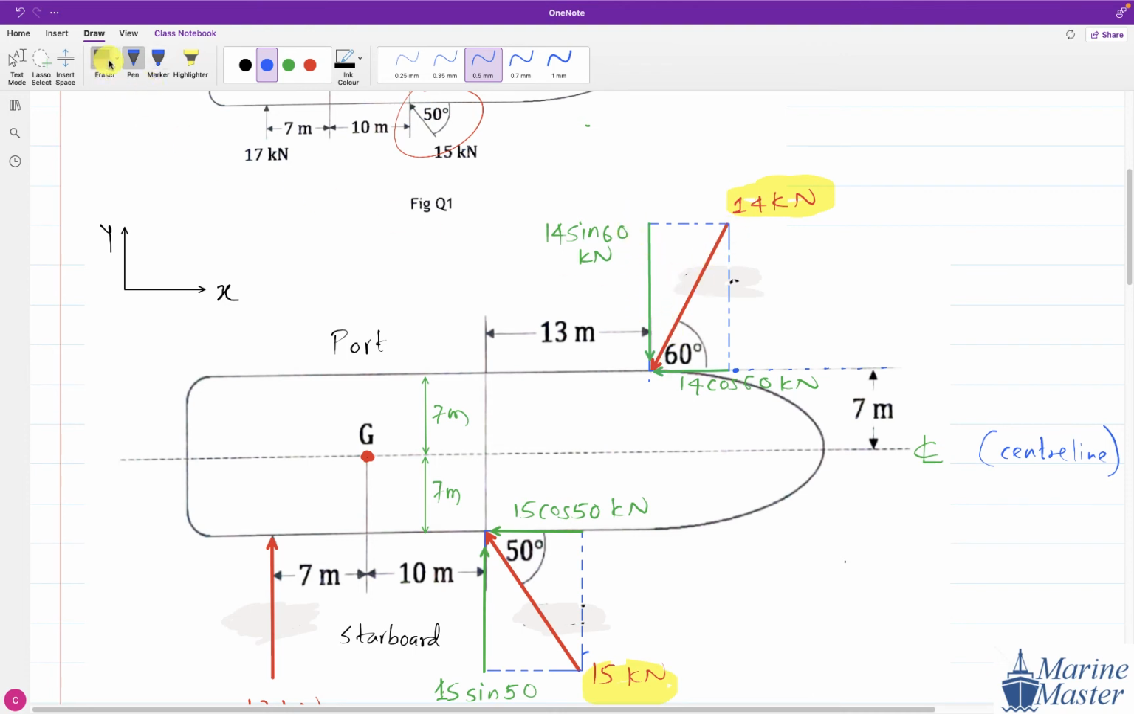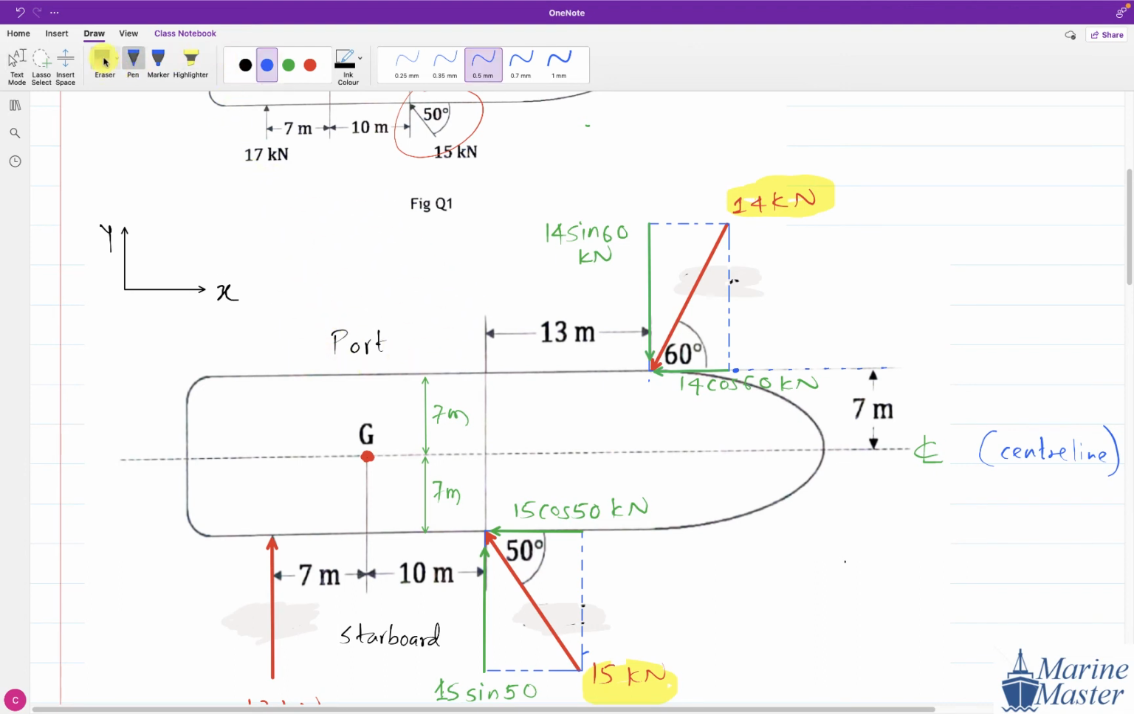Then 14 sin 60. See what we did here. We replaced the 14 kilonewton by its two components, so the role of 14 kilonewton gets finished. So 14 sin 60. What will be the 14 sin 60, clockwise or anti-clockwise about G? Anti-clockwise, sir. Observe carefully.